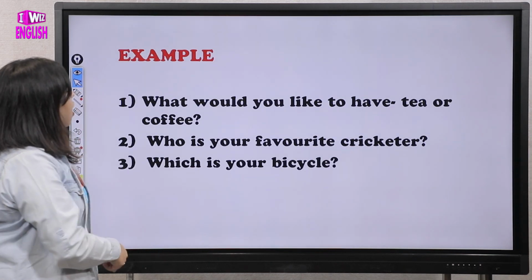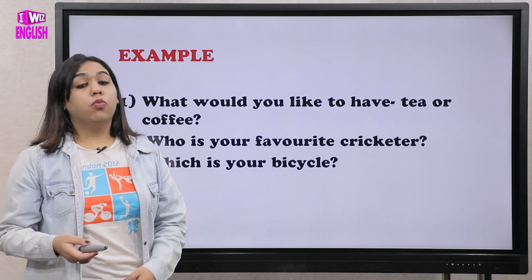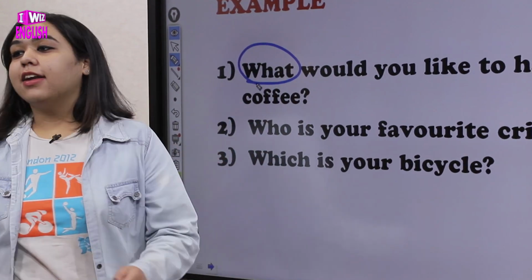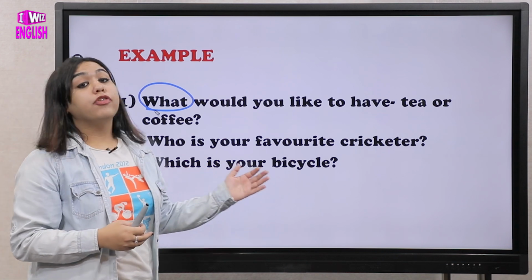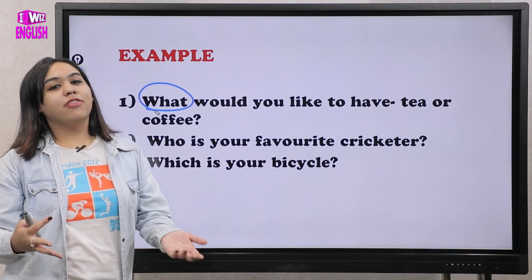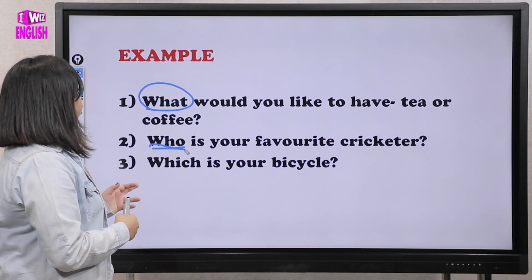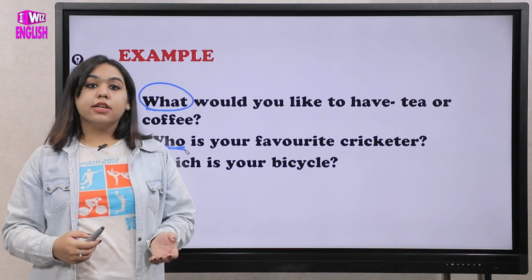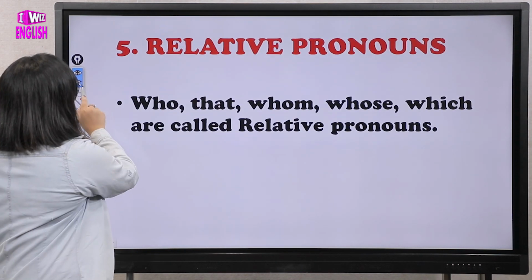Some examples are, say, what do you like to have, tea or coffee? I am asking you, what would you like to have? So here the word what will be my pronoun, and it will be termed as interrogative pronoun. Who is your favorite cricketer? You watch a lot of cricket, and then I ask you, who is your favorite cricketer? So who here again would be an interrogative pronoun. Again, moving on, which is your bicycle? I hope that this is clear to you.